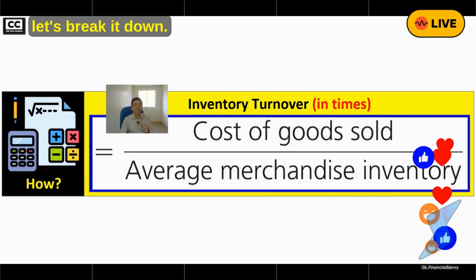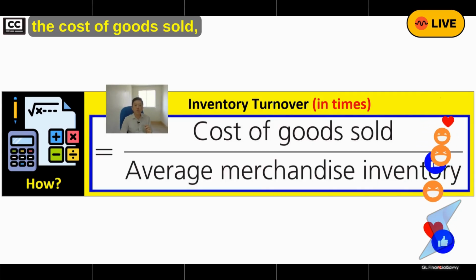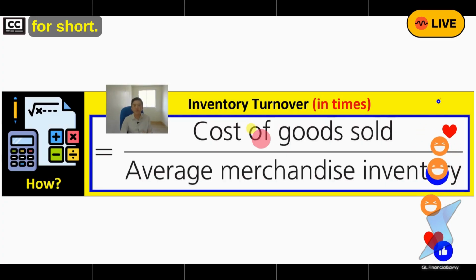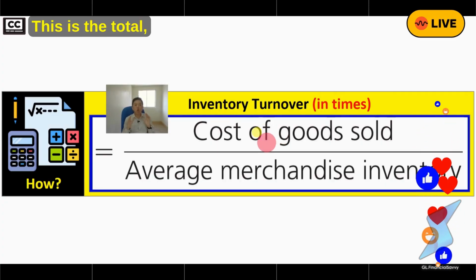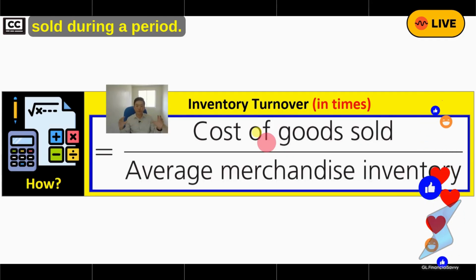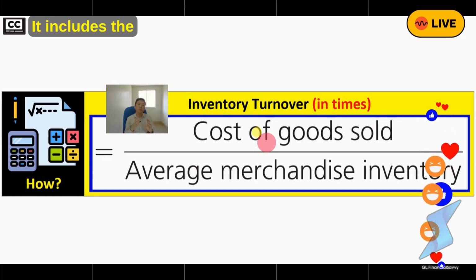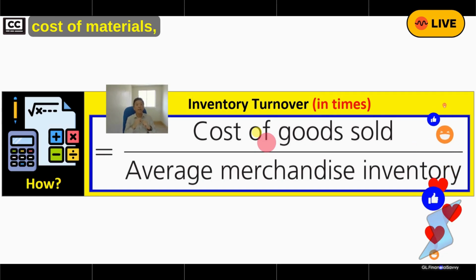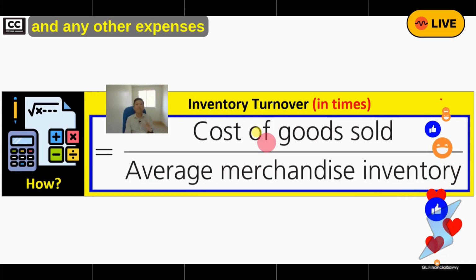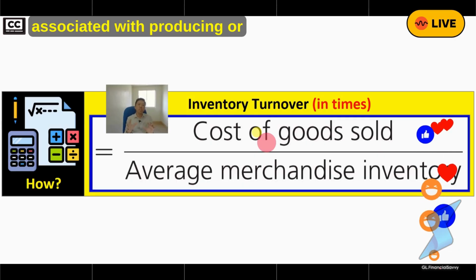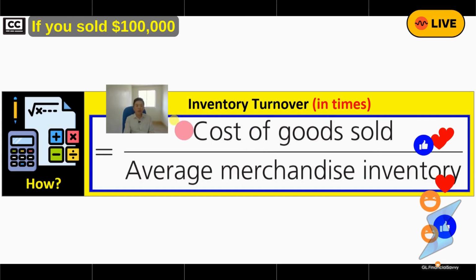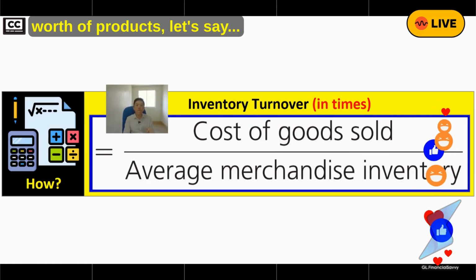Let's break it down. The cost of goods sold, COGS for short. This is the total cost of the products you sold during a period. It includes the cost of materials, cost of labor, and any other expenses associated with producing or acquiring those goods. Give an example. If you sold 100,000 worth of products, right?